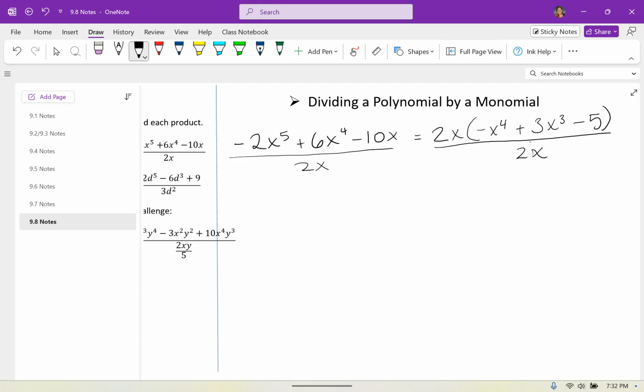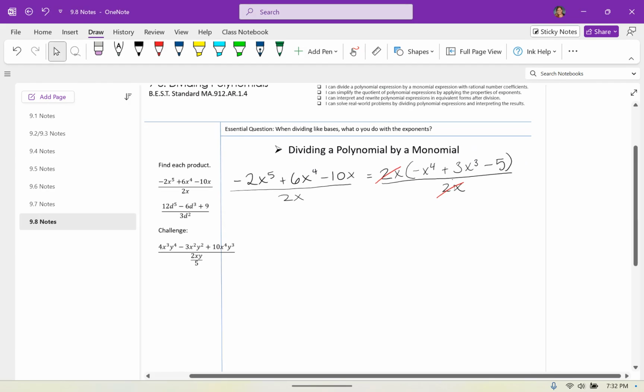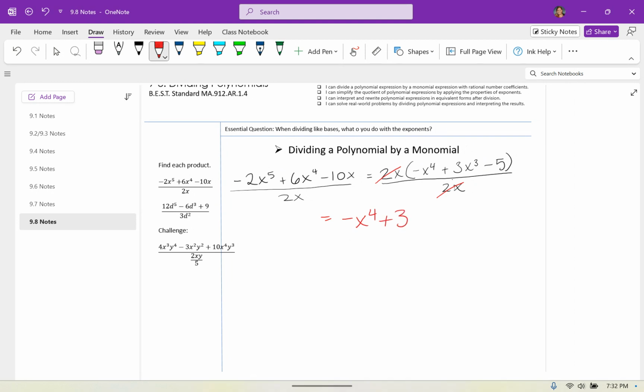Okay, so do you see anything that's in the numerator and denominator that's exactly the same that we could potentially cancel out? I do. I see 2x in the numerator and 2x in the denominator. Okay, so what's left? All we have left from this first problem is negative x to the fourth plus 3x cubed minus 5. Okay, and that is the answer to number 1. I told you that was satisfying. Isn't that an easier question?